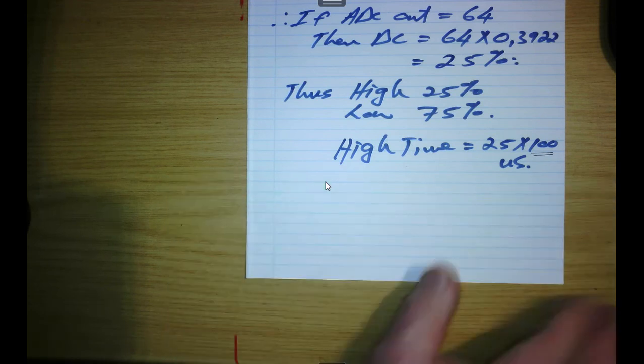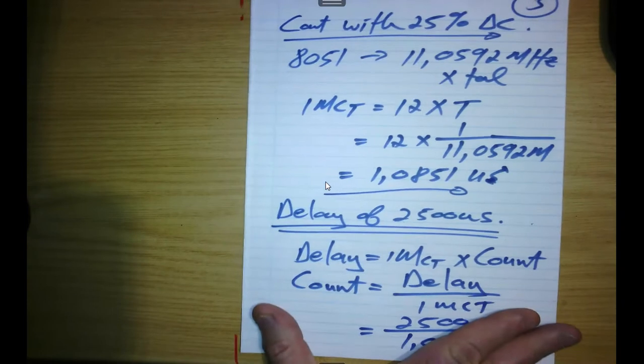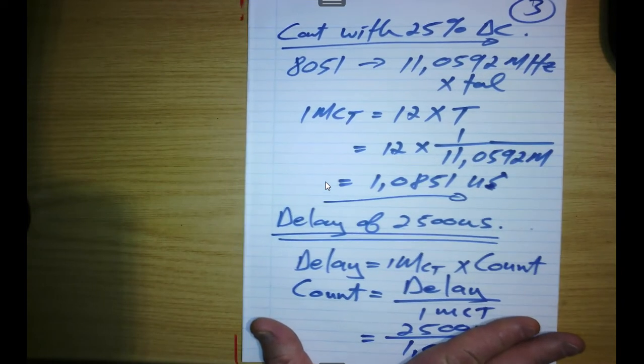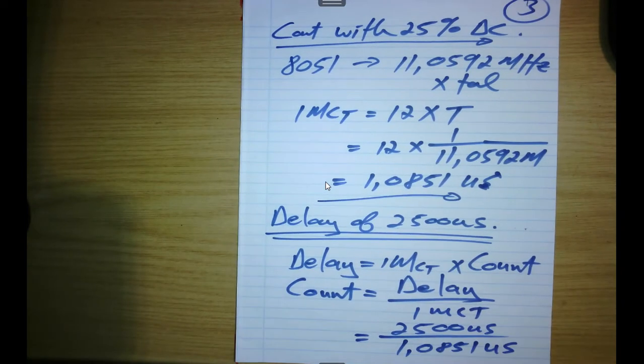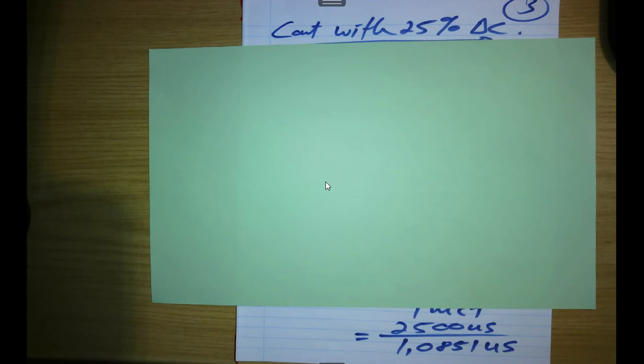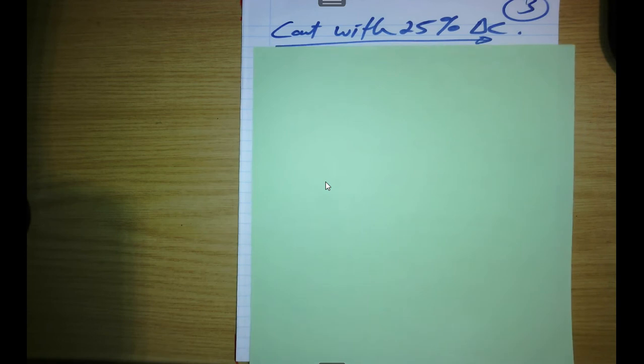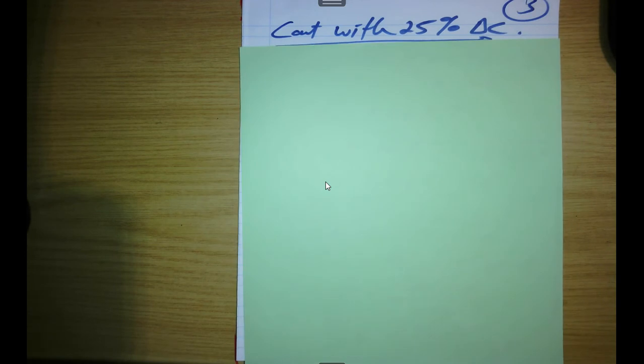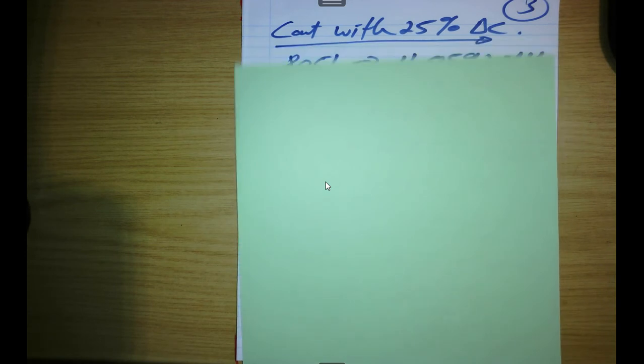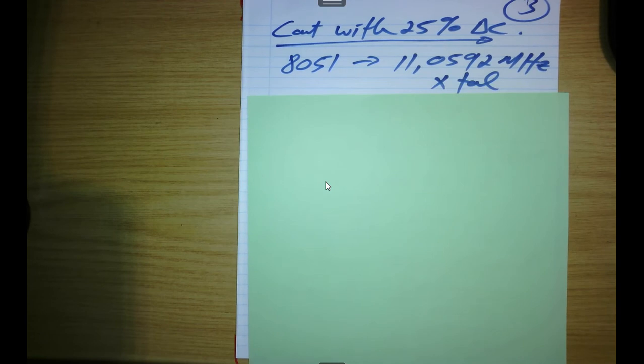So I'm going to take this further now with an example and just do the calculations with an example, and then from this example I am going to generate some sort of formula that can work for us. So the question here is: what is the count if the duty cycle is 25%? In our case, we are making use of an 11.0592 megahertz crystal.